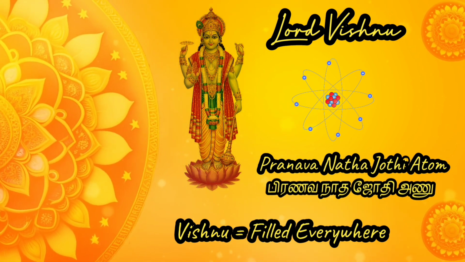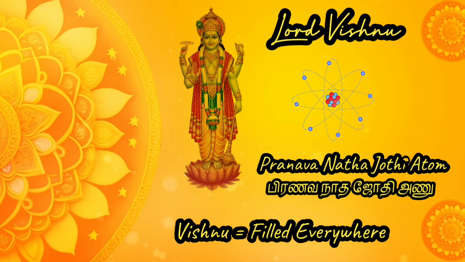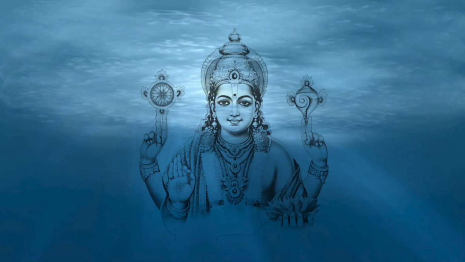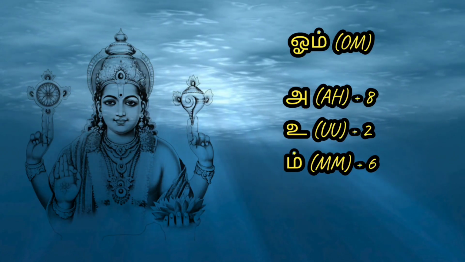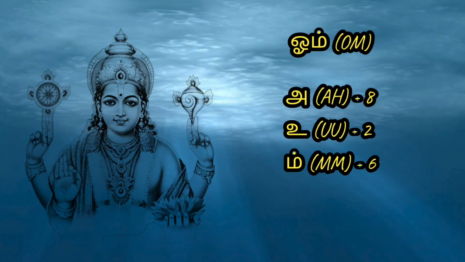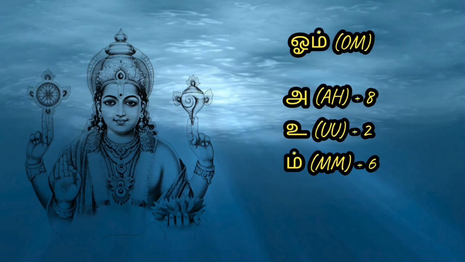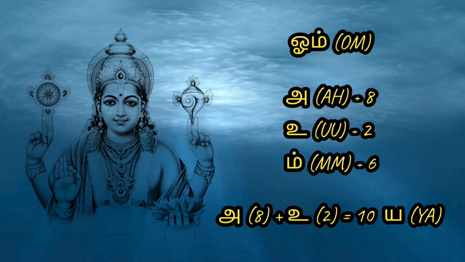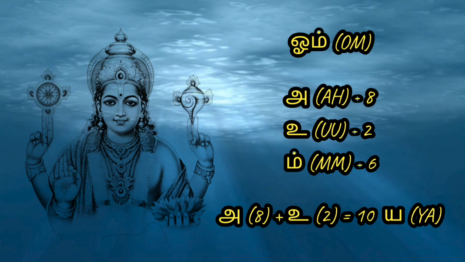The Vayu that is filled everywhere is made up of this Pranava Nada Jyoti atom, and this Vayu Shakti is said to be Lord Vishnu. So he was given the color blue. In our last video we spoke about the 3 sounds in Om: A, U and Im, right? A represents the number 8, U represents the number 2 and Im represents the number 6. So A plus U, which is 8 plus 2, is equal to 10, right? This 10 is represented by the letter Ya, and this is said to be our soul.